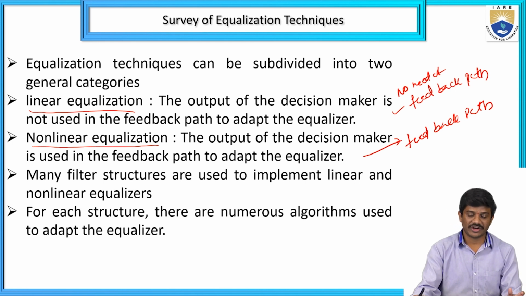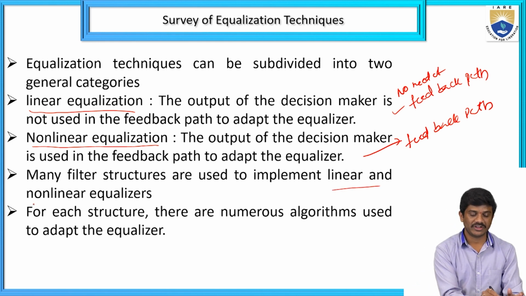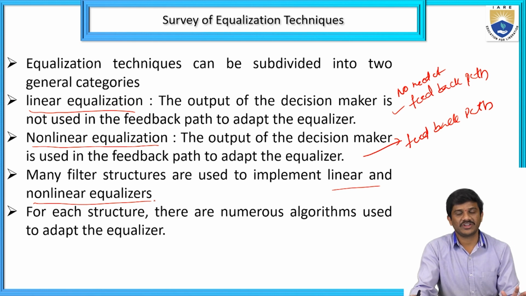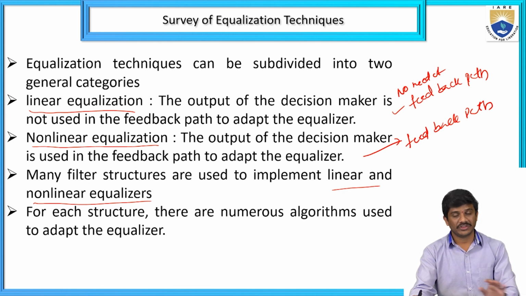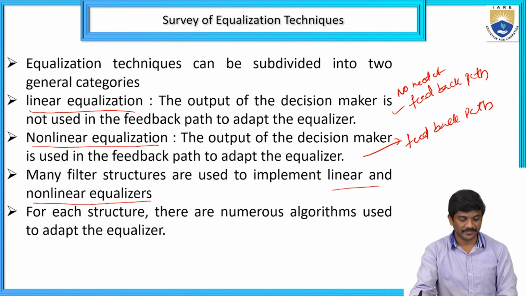Many filter structures are used to implement linear and non-linear equalization. We have different types of filter structures: one is the FIR filter structure and the second is the IIR filter structure, that is, finite impulse response and infinite impulse response. With these two filter structures, we can implement linear and non-linear equalization. We also have different types of algorithms in equalization techniques, which we will see in the next slide.